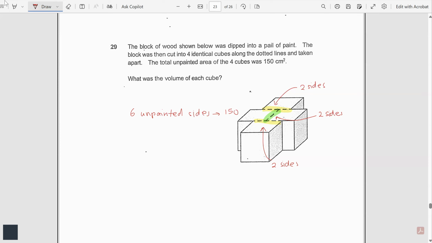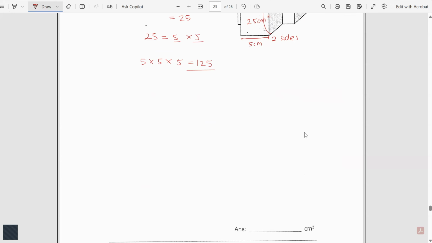Six sides is 150 square cm. So the area of one side would be 150 divided by 6, 25. Since one side is 25 square cm, then 25 is 5 times 5, which means that this here is 5 cm. What's the volume of each cube? 5 times 5 times 5, 125. So 125 cubic cm.